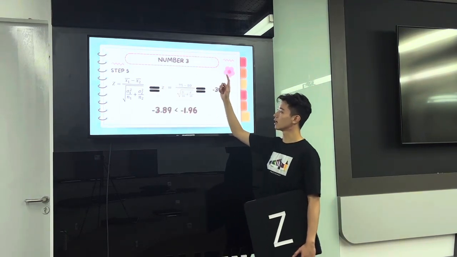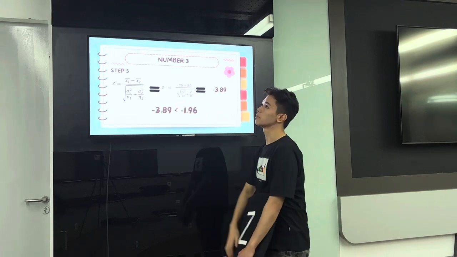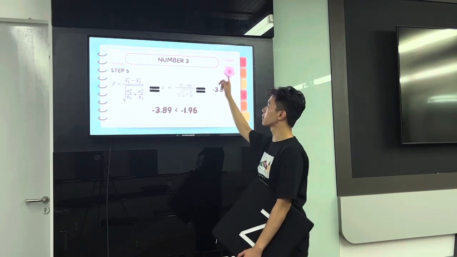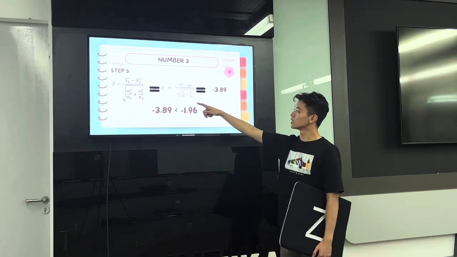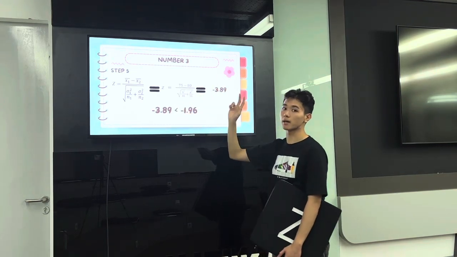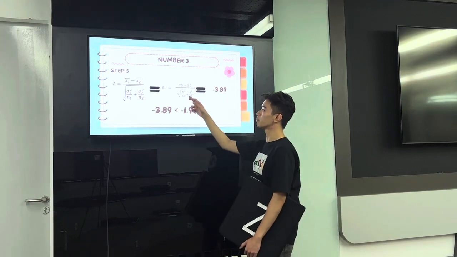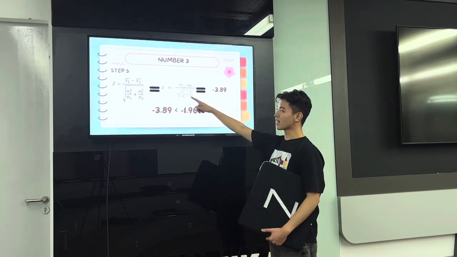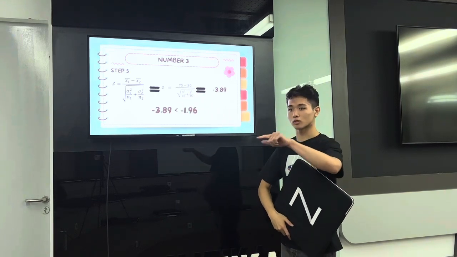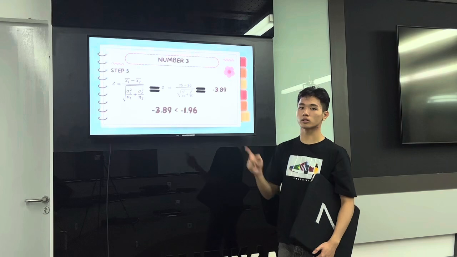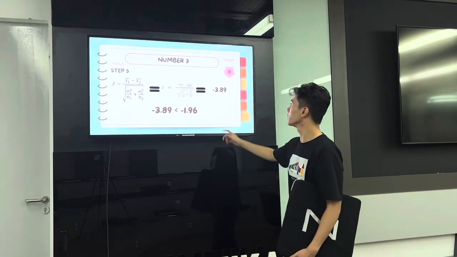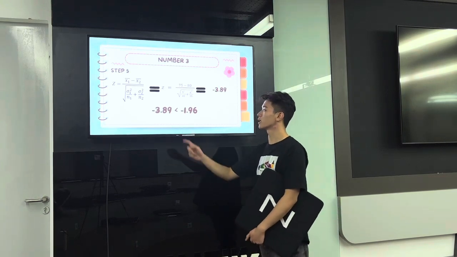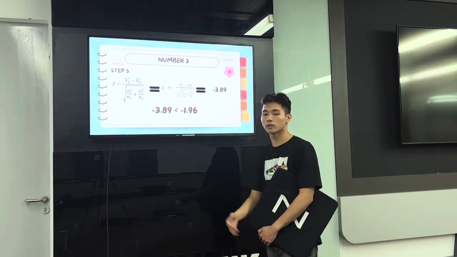Okay, so the x-bar of Team A is 75 and the x-bar of Team B is 80. So 75 minus 80, divided by the square root of the standard deviation of Team A to the power of 2 divided by the number of samples of Team A, plus the standard deviation of Team B to the power of 2 divided by the number of samples of Team B, which is 35. And we got negative 3.89. This means that negative 3.89 is smaller than negative 1.96.